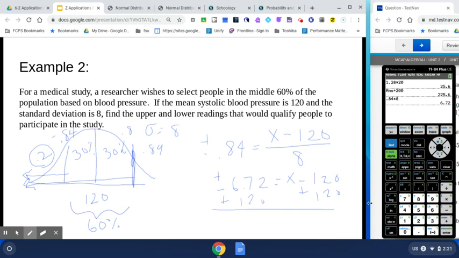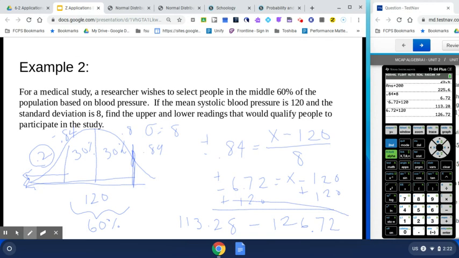And then we'd have to add the 120 to both sides. Okay, so we're going to get two answers here. We have negative 6.72 plus 120, and we have positive 6.72 plus 120. This is going to give me that range of values that represent the middle 60%. So 113.28 to 126.72 is the middle 60% of blood pressures.